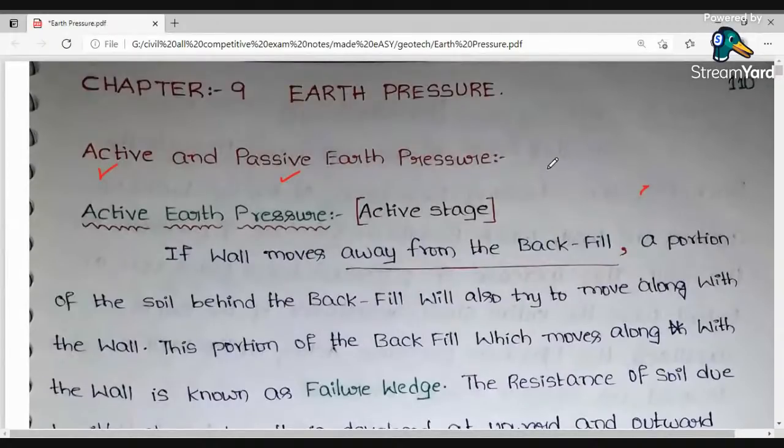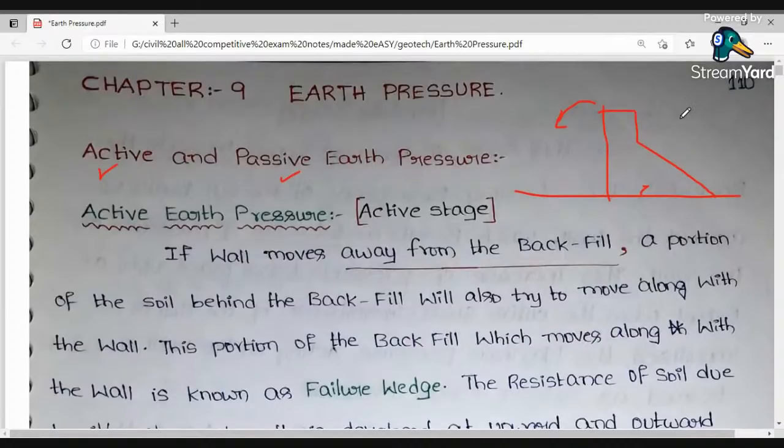Okay, let's suppose we have some retaining walls. Suppose this is a retaining wall. I'm drawing one roughly. Okay, so in this retaining wall, suppose this particular wall is moving away from the backfill, if the retaining wall tries to turn this way, then it is known as active earth pressure.